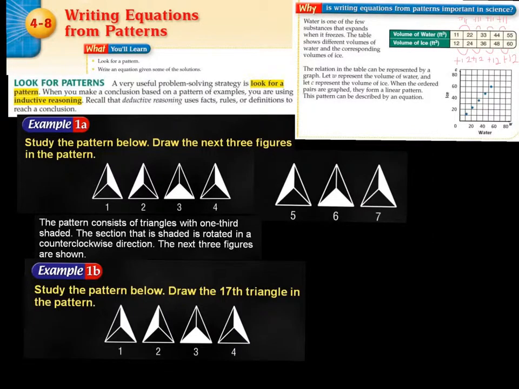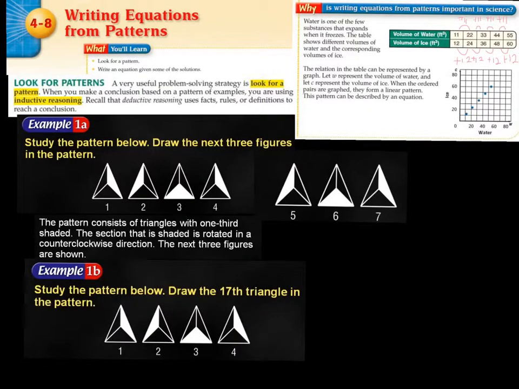For part B, they ask us to study the pattern and draw the 17th triangle in the pattern. Well, I don't want to keep drawing these triangles till I get to number 17. So we already looked at the pattern. It repeats after 1, 2, 3, and then is back again to 1. So every third triangle is going to be this.